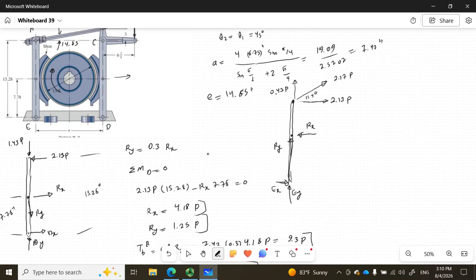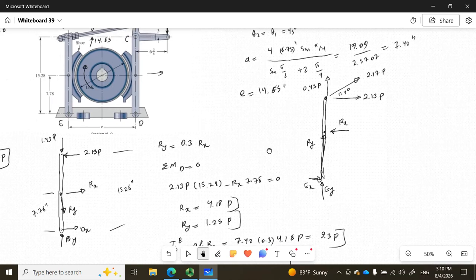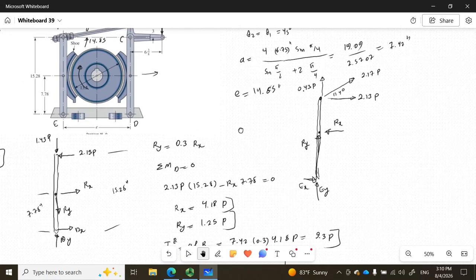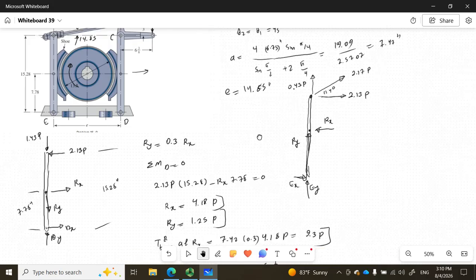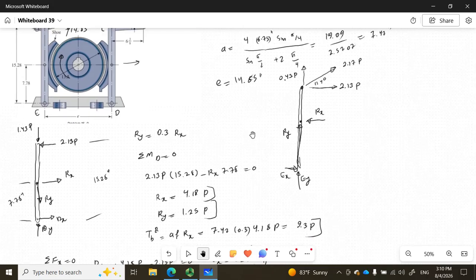Okay, so how about Rx, Ry? By the way, those guys, right and left, they are the same thing, the angles are the same, the coefficient of friction is the same, the geometry is the same. So you know what, Rx and Ry, they're going to be the same. So Rx, let me write it down. The only thing is the direction, right? So Rx is 4.18 P, Ry equals 1.25 P. So there you go. Then we can find Ex and Ey.